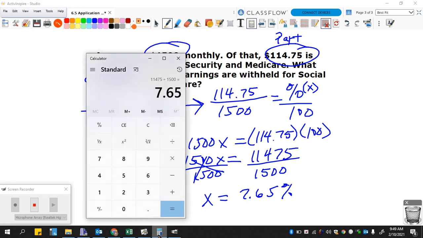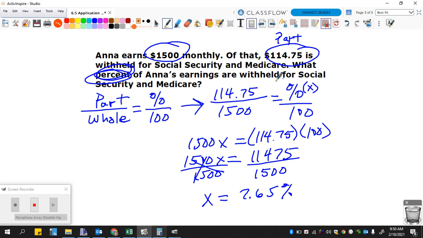All right, so that does it for that. Make sure you copy that ratio or that proportion down of part divided by whole is equal to percent over 100, and make sure you ask me any questions if you have any questions. We'll talk to you all next time.